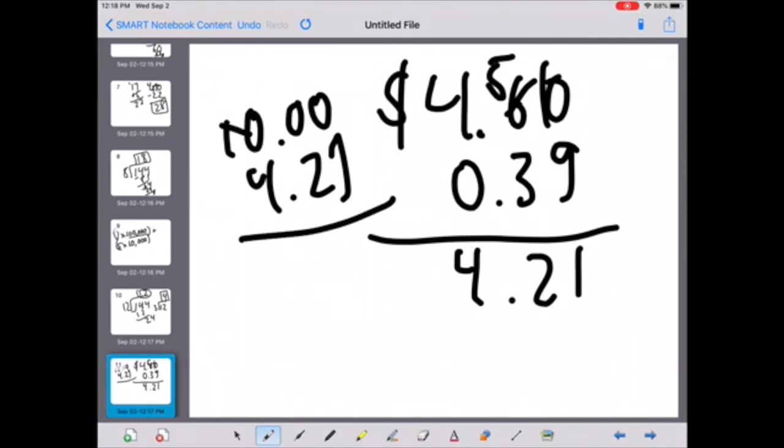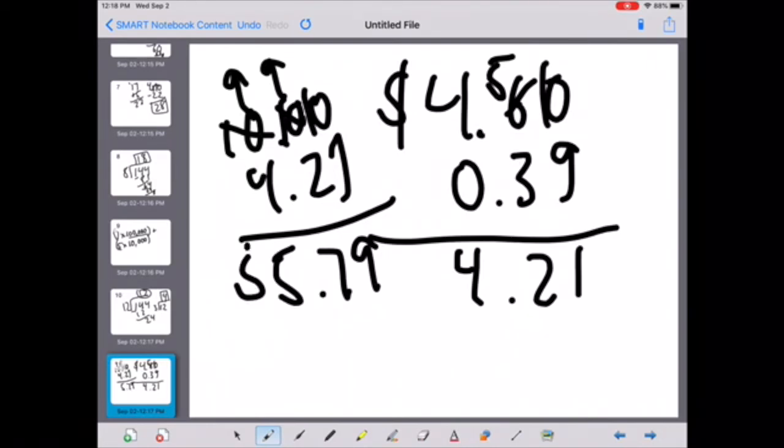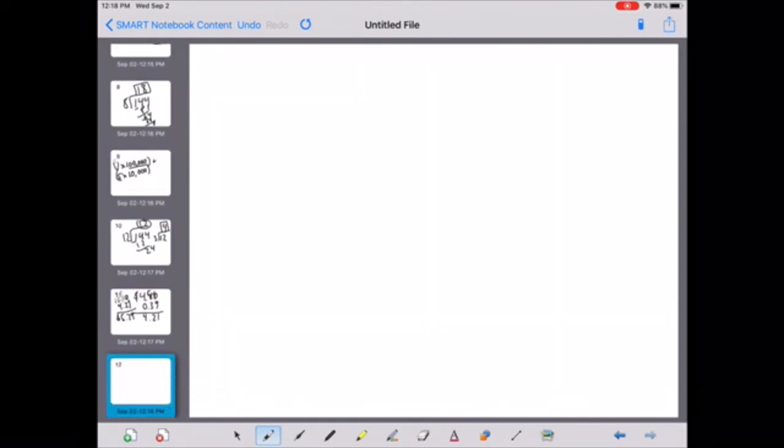Step 2, take my answer and subtract it from $10. Sorry for the sloppiness. I'm still learning how to write with these fancy things here. Okay, 10 minus 1 is 9. 9 minus 2 is 7. Decimal straight down, 9 minus 4 is 5. And I have $5.79.